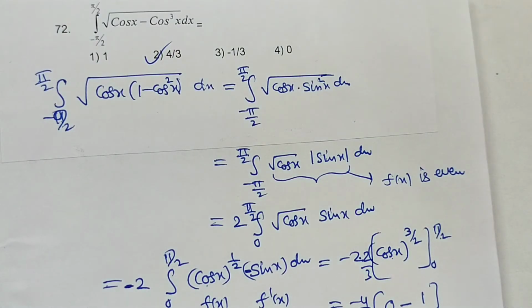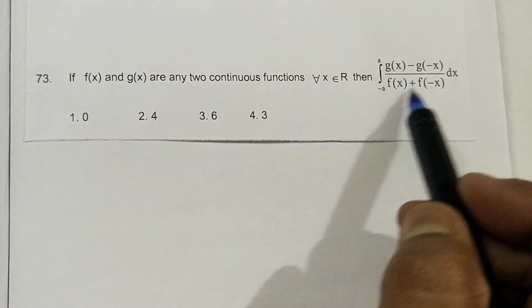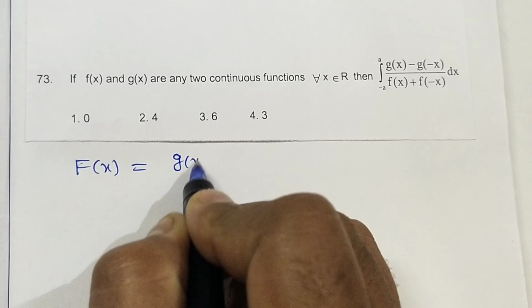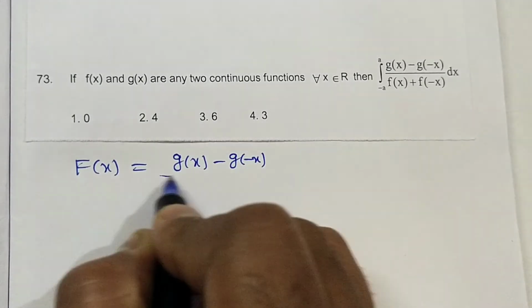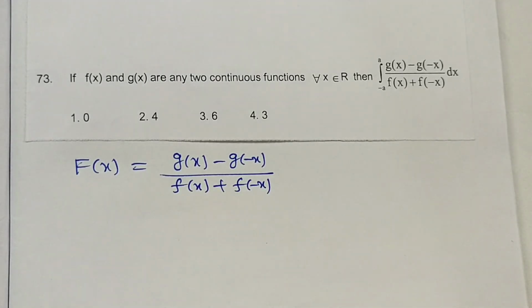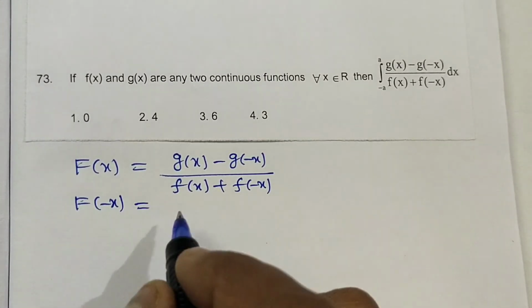We'll move to the next question. If f of x and g of x are two continuous functions for all x belongs to R, integral minus a to a of g of x minus g of minus x by f of x plus f of minus x dx is. This function I am considering as capital F of x is equal to g of x minus g of minus x by f of x plus f of minus x. First I am going to check whether it is an even function or an odd function by taking the value of minus x in place of x.